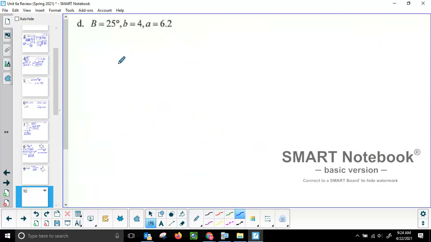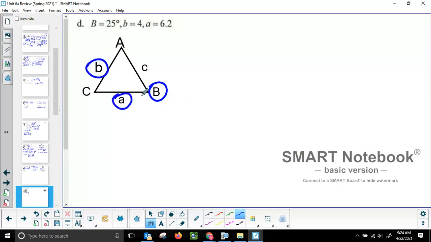Okay, letter D. If I do the handy dandy triangle again, we're given little b, and we're given A. So again, we have SSA. Again, this is the ambiguous case. We do have to be careful because my two letters that match are not A, so I have to make them A. And then my extra side, I have to make B.